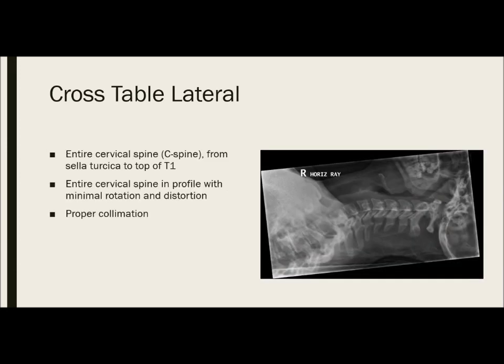Our image evaluation criteria for this one is also the same as the lateral position of the grande, and it's the entire cervical spine. We want to see from the sella turcica, which would be here, to the top of T1. The entire cervical spine in profile with minimal rotation and distortion, and we want our proper collimation. Now, if we aren't able to get this, we would do what's known as the swimmer's position, which we'll go over next.